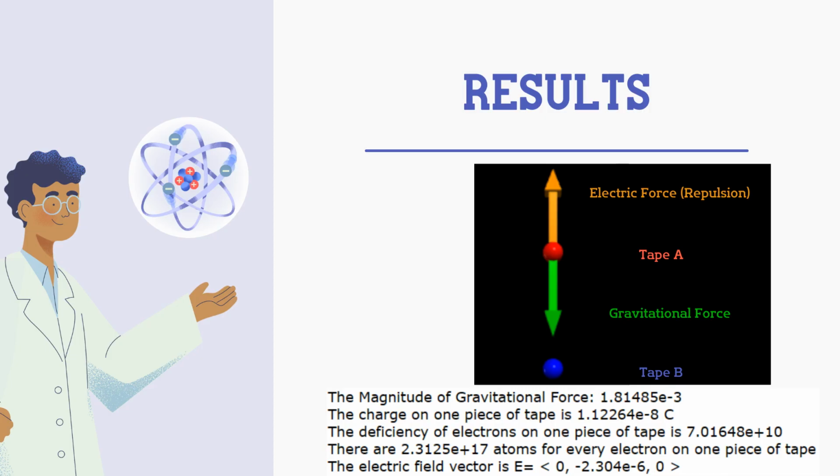Here we have the results of that simulation. I have clearly labeled each orb as representative of a specific piece of tape and the arrows to their corresponding forces. Below, I had the code display relevant data such as the magnitude of the gravitational force, the electric force vector, among other previously established values.